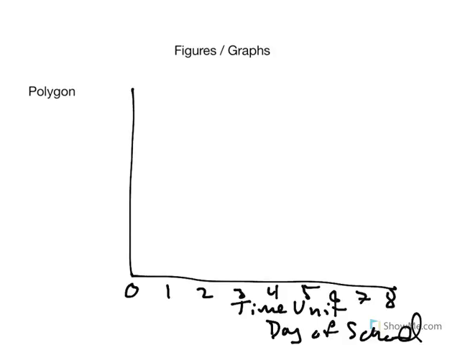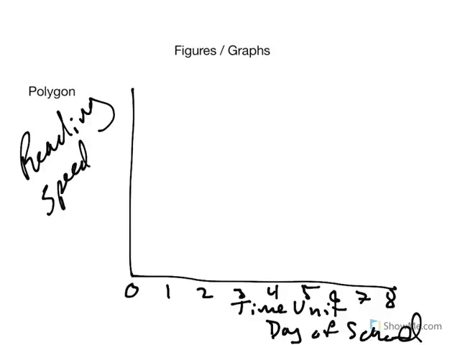And then over here, let's say this is some unit of reading speed. And let's say that this is 5 words a minute, 10 words a minute, 15 words a minute, 20 words a minute. I don't know anything about reading speed. But let's say that down here, this is days of school, and we want to illustrate that as the days of school go on, the reading speed increases.